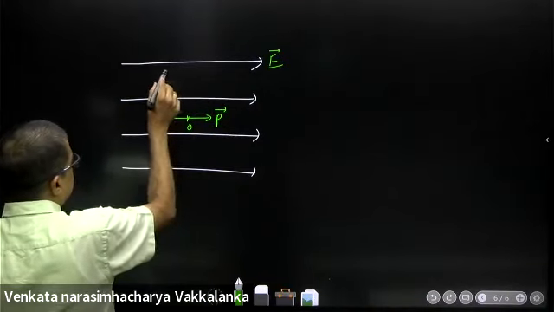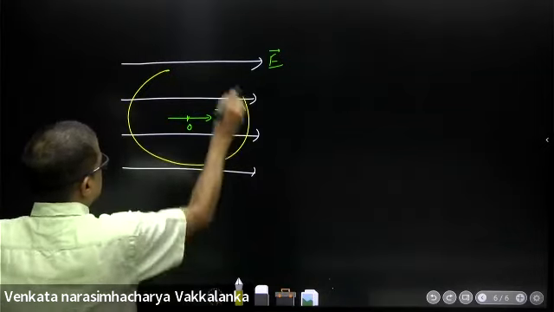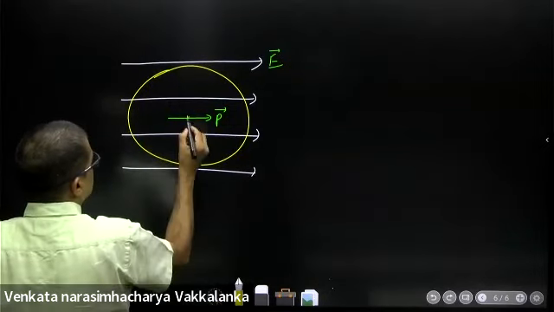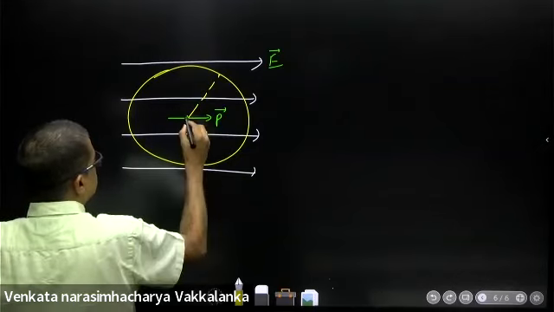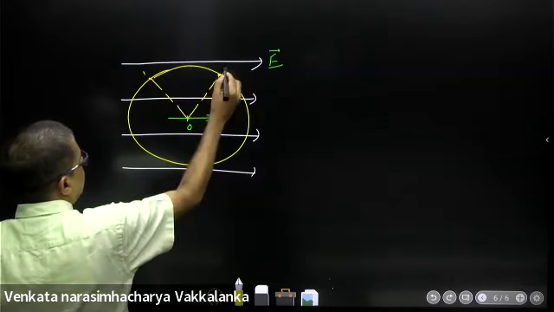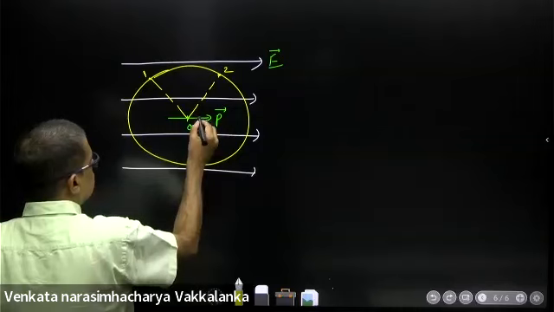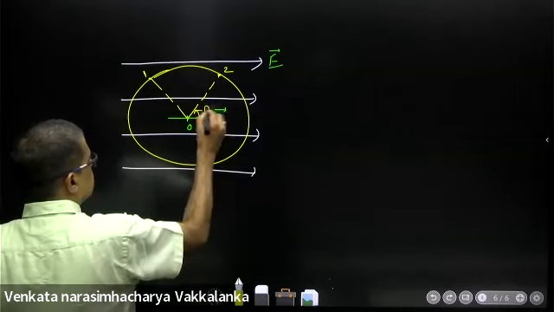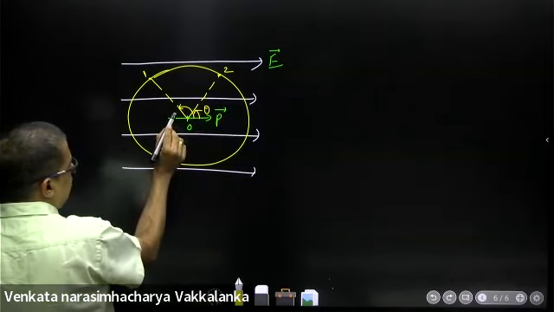You will assume a spherical surface like this. From here, this is a point. Call this point 1, call this point 2. Now this is theta. What will this angle be? Pi minus theta, because this angle will be theta.